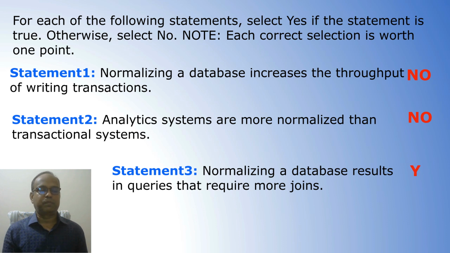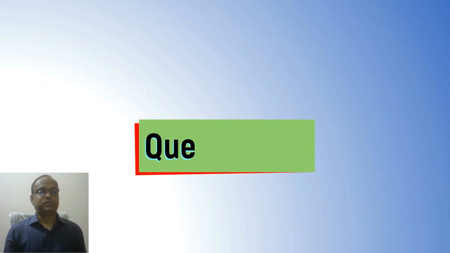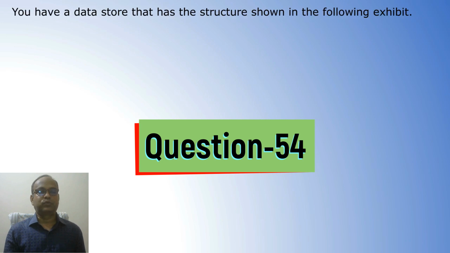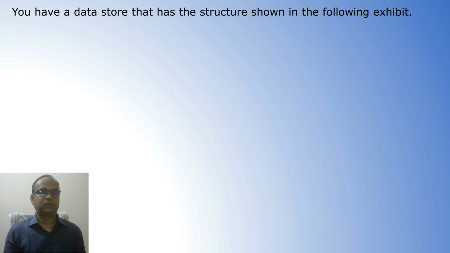In the third statement, transactional database systems are more normalized and require more joins. Therefore, this statement is true. Next question. Question number 54. You have a data store that has the structure shown in the following exhibit.